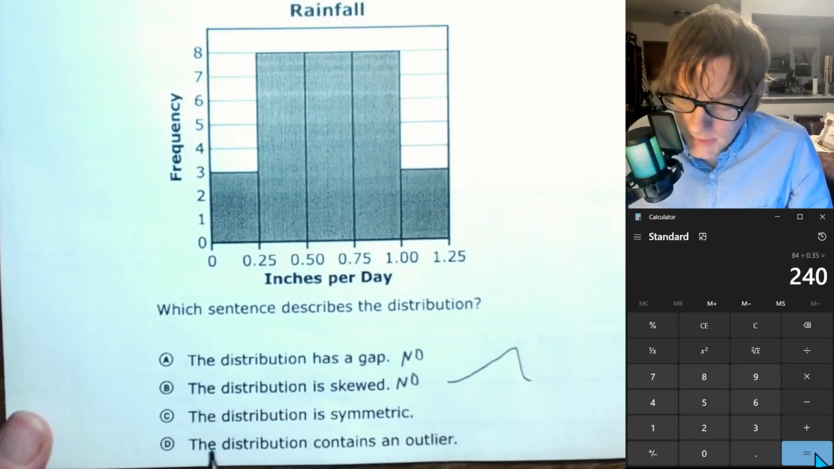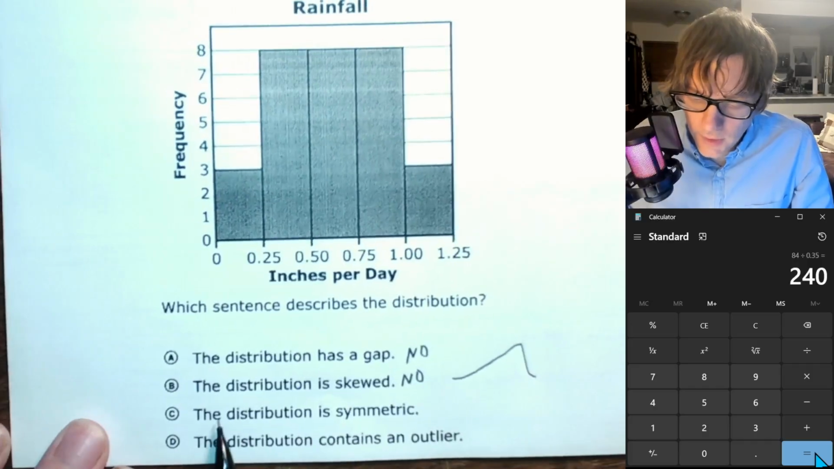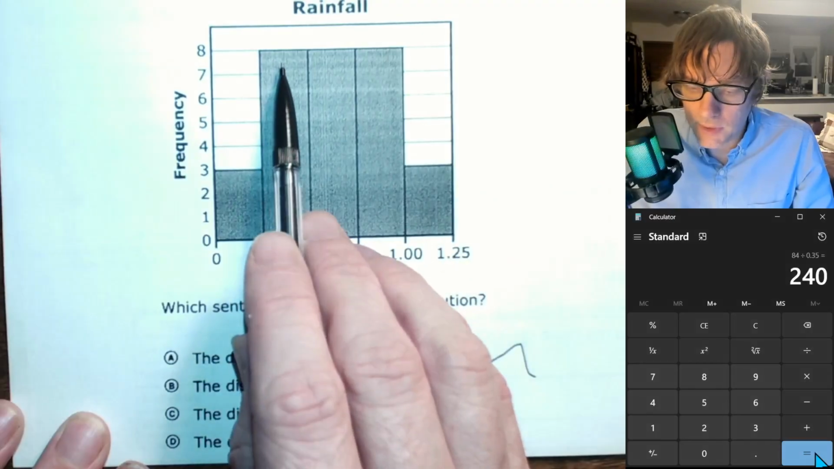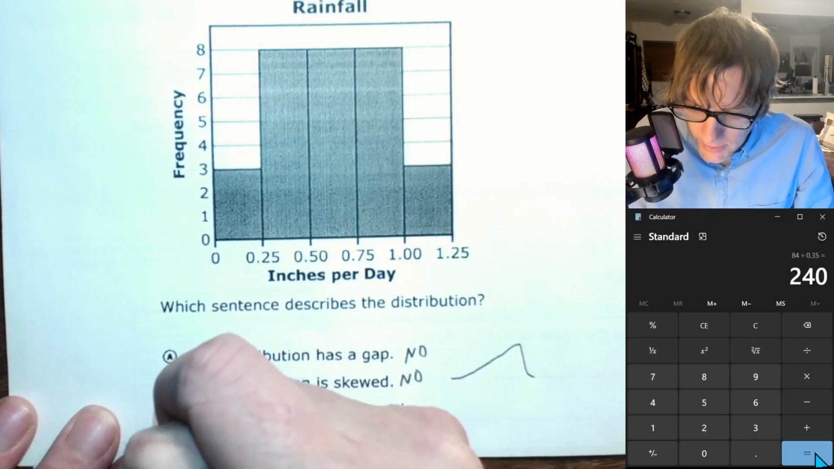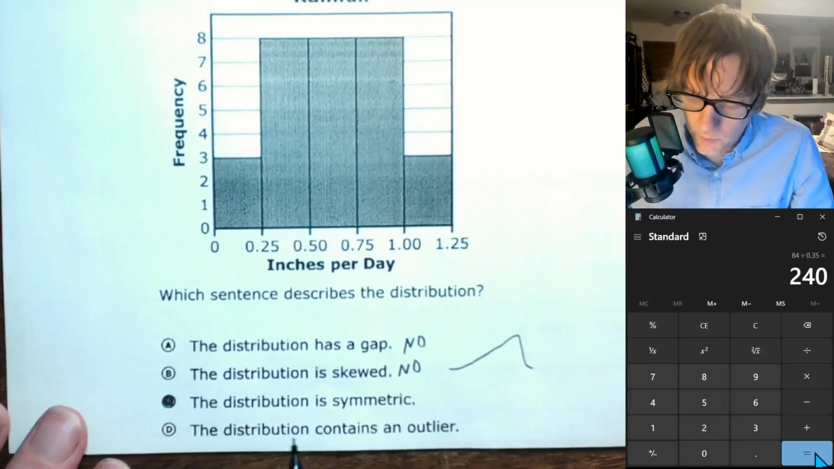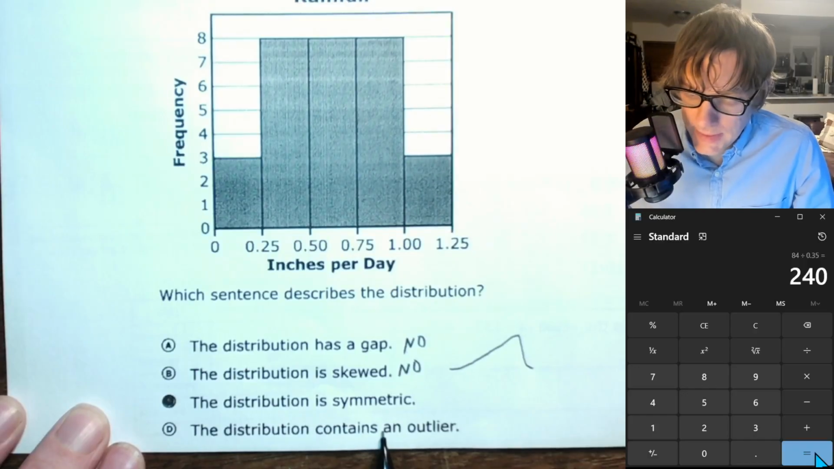All right, C, the distribution is symmetric. Well, I just said that above, so it starts low and then it goes up and goes high and then it comes back down and it's perfectly symmetric. All right, so I'm going to pick C. I already know that's the answer, but let's read D just in case, because we also need to know what this says. And D says the distribution contains an outlier.